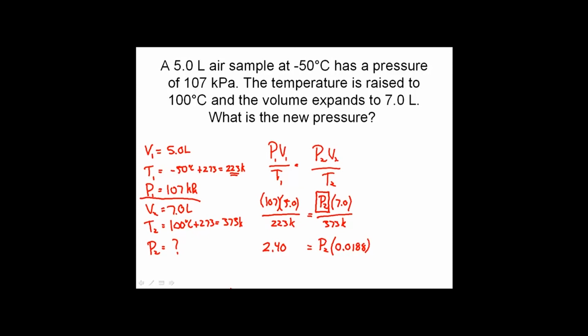0.0188. Lastly, I need to break this down a little farther and divide each side by 0.0188. These guys are canceled now. I've isolated my pressure, and 2.40 divided by 0.0188 is going to give me a pressure of 127.7.